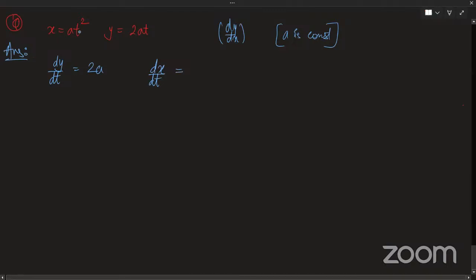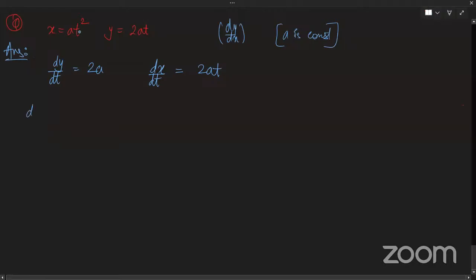How much will it be? Tell me fast. Anyone? How will you differentiate? It is 2at. Yeah, 2at. Why was it so confusing? Everyone, what is confusing you? Tell me. You just treat a as any constant and you need to differentiate it with respect to t.